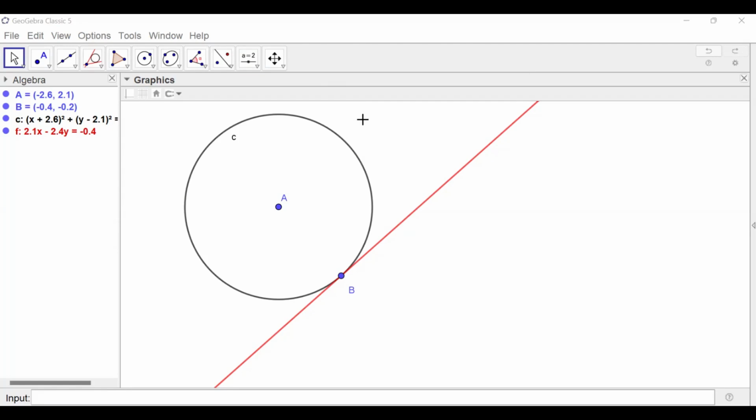So now we are going to look at the relationship between a tangent and a radius. A radius is half of a diameter. It is a line that runs from the center of the circle to the circumference.